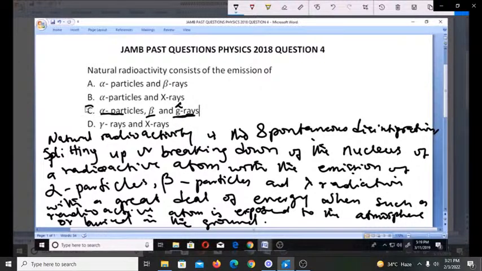So that makes C the option that has the complete specification of all the particles that are emitted, alpha, beta, and gamma rays. Those are the things that are given out or emitted. Those are the emissions during natural radioactivity, which is the spontaneous decay or spontaneous disintegration of the nucleus of a radioactive atom. So C is the right answer, and this is the complete definition of natural radioactivity.